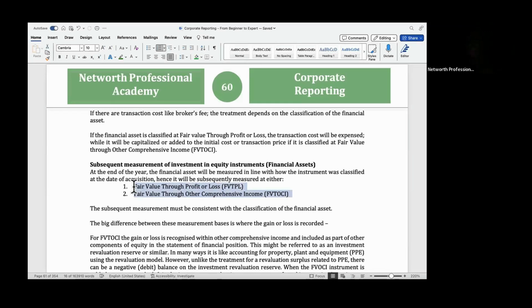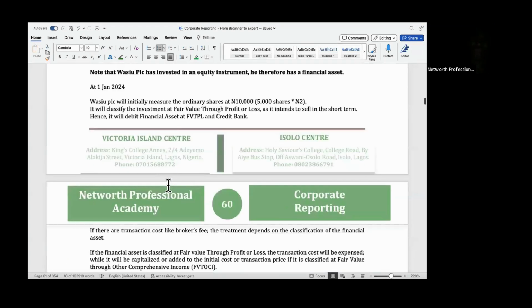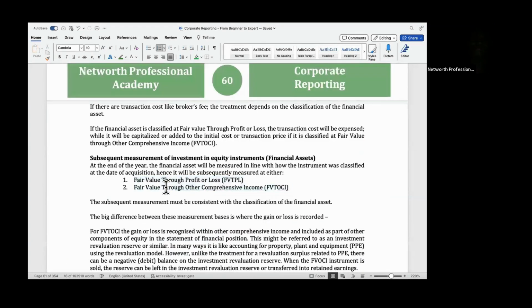And another point is that the classification at the beginning of the year must be consistent with the measurement, meaning that if you classify at fair value through P&L, you must measure it at fair value through P&L. If you classify it at the beginning at fair value through OCI, you must measure it at fair value through OCI. They have to be consistent with one another.